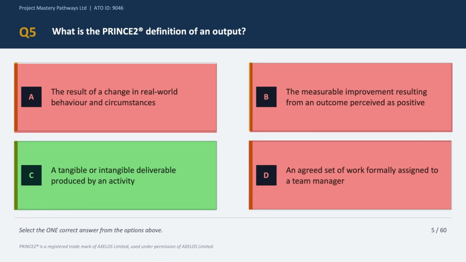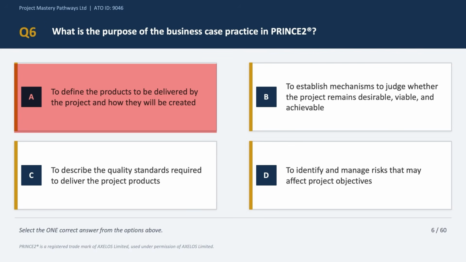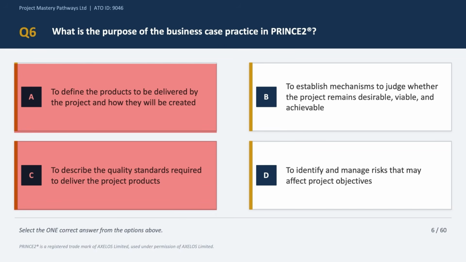Right, so question number 6, and here we are looking at the purpose of the business case practice. Now note the question is asking about the practice's purpose, not just what the business case document does, right? So option A says to define the products to be delivered. Now that is the purpose of the plans practice, not the business case practice of PRINCE2. So option A is incorrect. Option C says to describe quality standards. Now that is the purpose of quality practice. It has no linkage to the business case practice. So option C is incorrect as well.